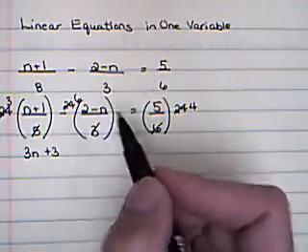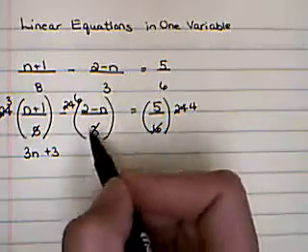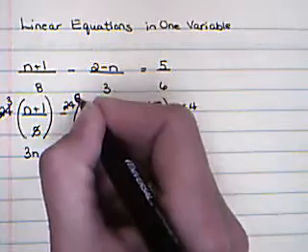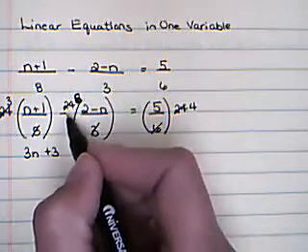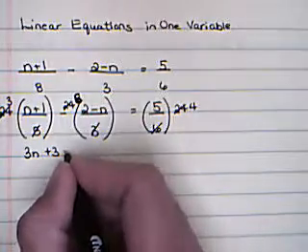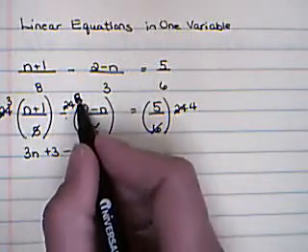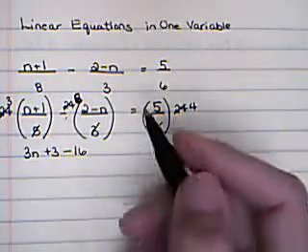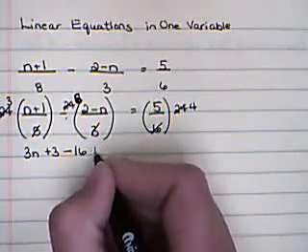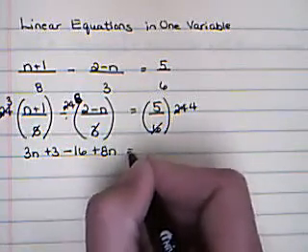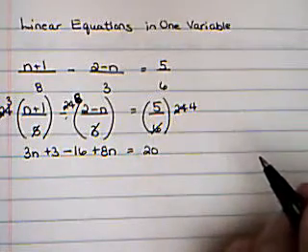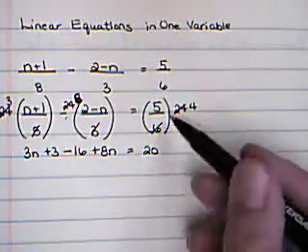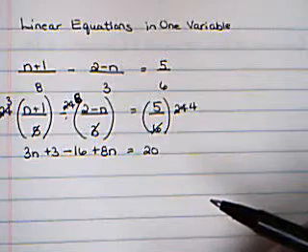Now, when we distribute, 3 divides into 24 8 times, and we distribute the negative 8, not a positive 8. Negative 8 times 2 is negative 16. Negative 8 times negative n is going to give us a positive 8n, equals 5 times 4, which is positive 20. And this is an easier equation to look at as opposed to what we started with.